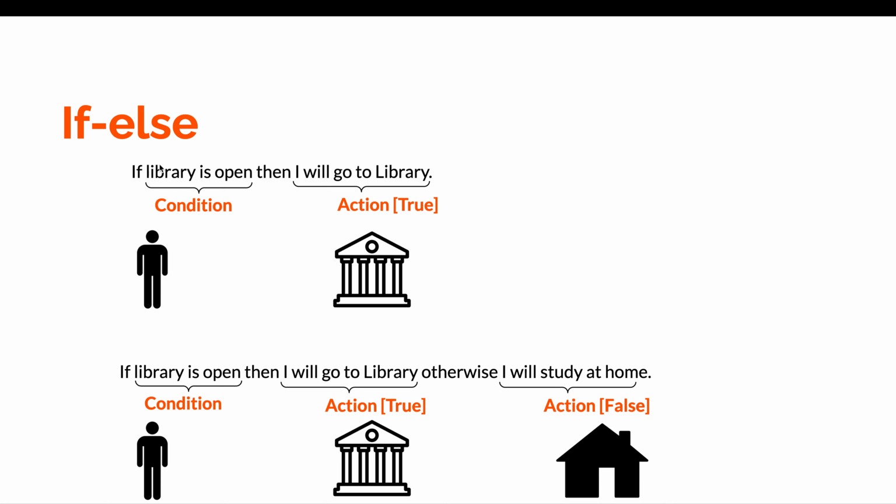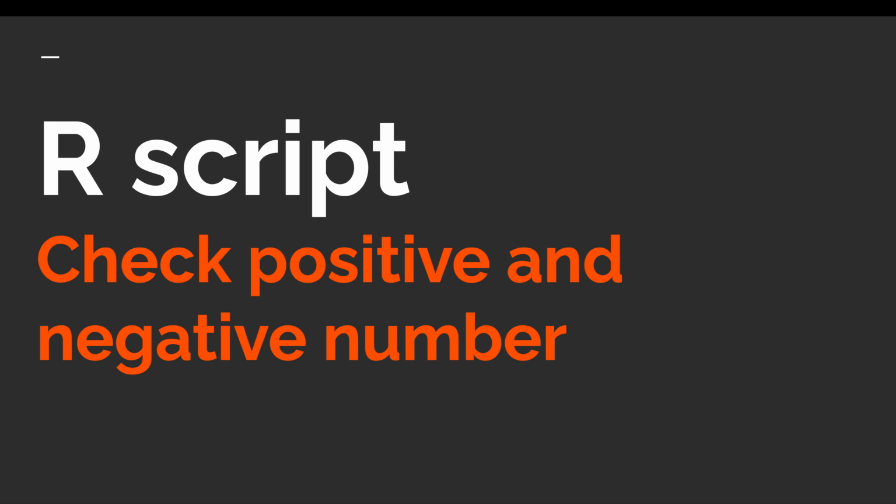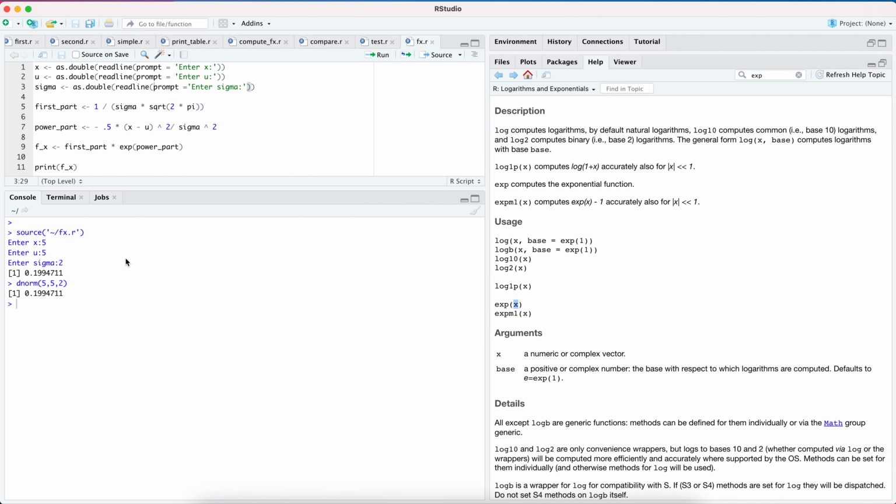This if else also uses the same syntax. We specify some condition, and then we specify the task that has to be performed when the condition is true. And we will move to our R Studio. Here I will show you some examples. I'm going to write a very simple script.